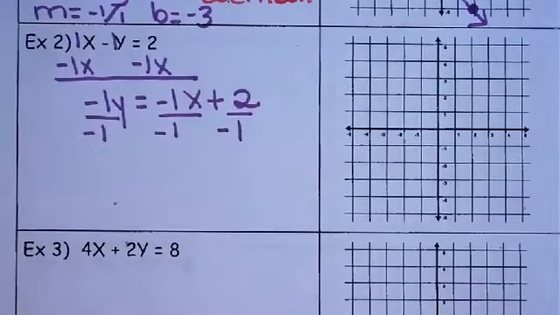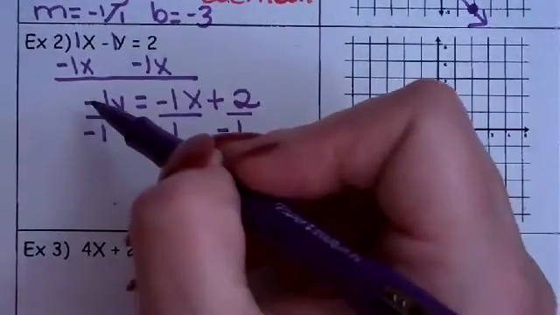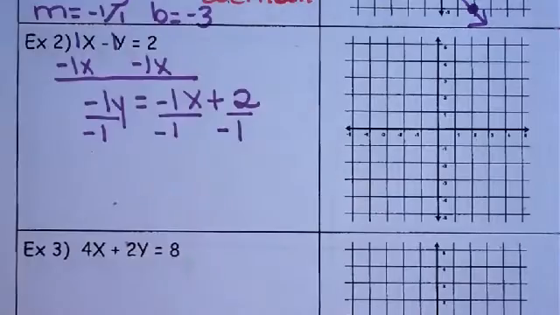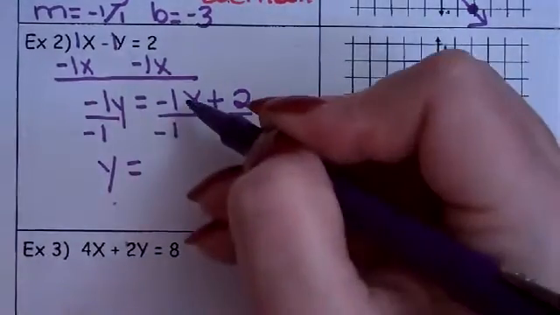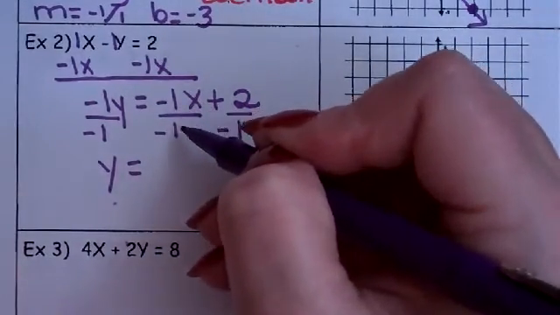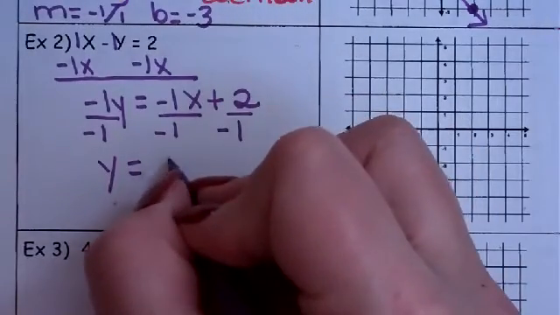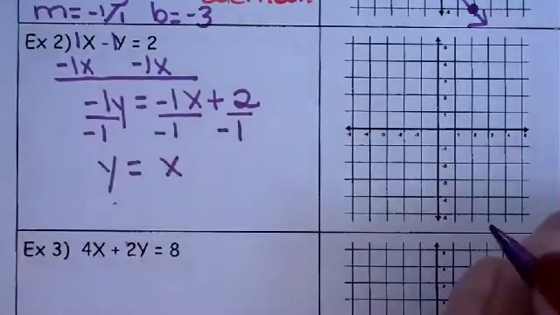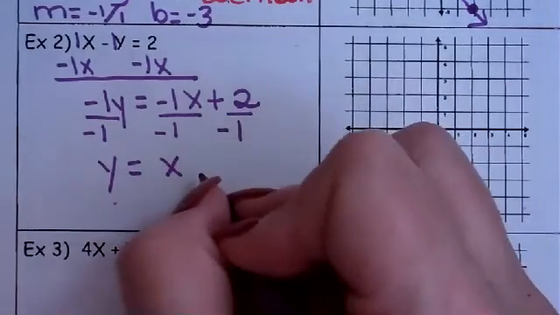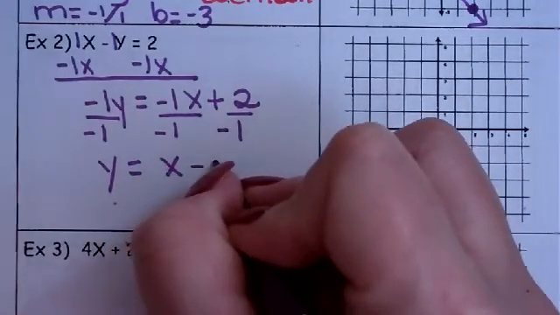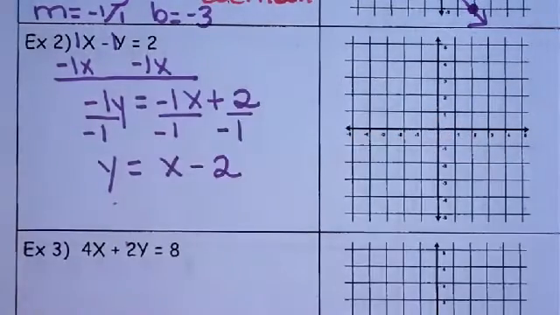Now notice how I wrote that. I literally divided everything by negative 1. Okay? Now, negative 1 divided by negative 1 cancels out and just leaves us with y. Same thing even right here. Negative 1 divided by negative 1 cancels out and leaves me with x. But now right here, positive 2 divided by negative 1 is negative 2, so I write down minus 2.